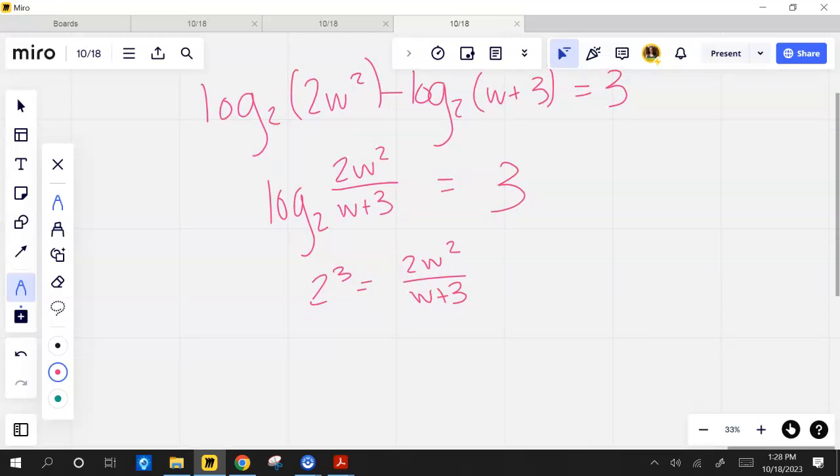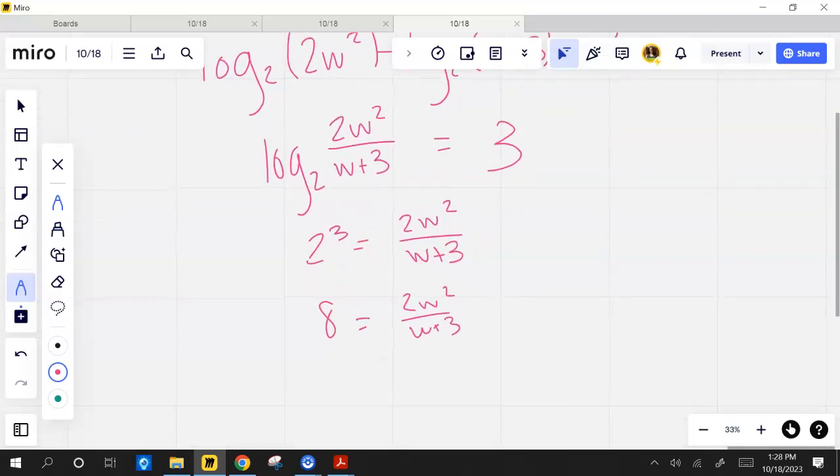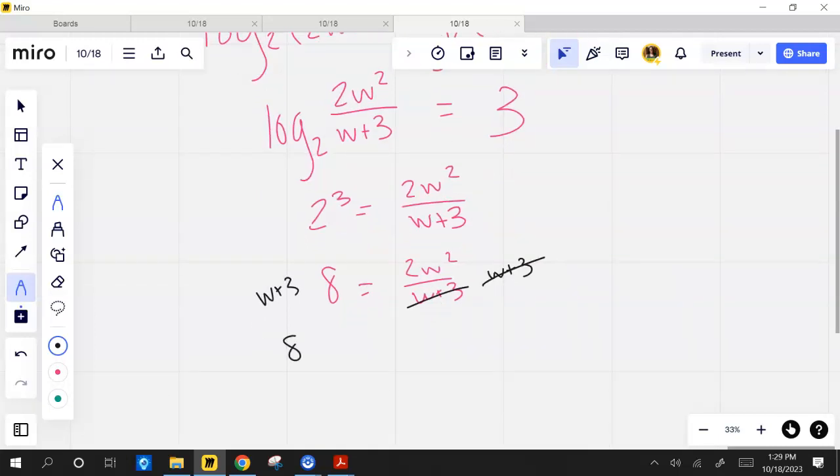You really could, or you could just, so this is 8 equals 2w squared over w plus 3. How do I get w by itself? Multiply both sides by w plus 3 to get rid of the fraction first. So now I've got 8 times w plus 3. And yes, now it becomes a simple solve like you're used to.